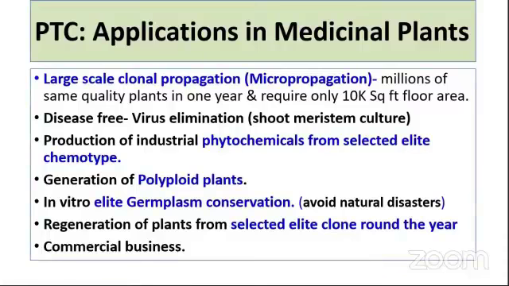Viral elimination is a great challenge in producing disease-free plants. It can easily be eliminated through meristem culture, a tissue culture technique. For phytochemicals and secondary metabolites, you select a particular elite clone, and you can propagate the particular chemotype by tissue culture methods. Another important thing is that the generation of polyploid plants in in vitro conditions can be achieved by tissue culture methods. And the elite genotypes or elite chemotypes can be conserved. They can easily avoid natural disasters through in vitro test tube plants. And there is no seasonal barrier. Medicinal plants can grow throughout the year within a controlled environmental condition.